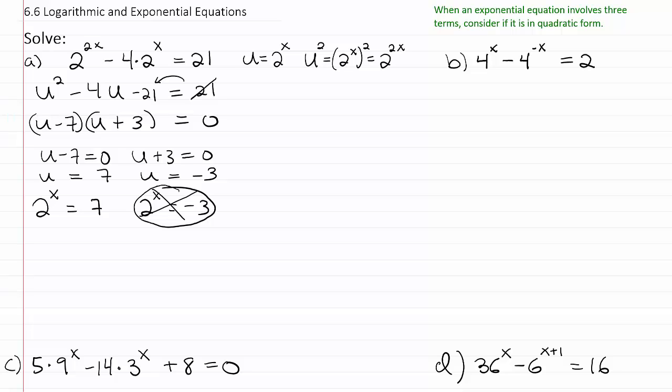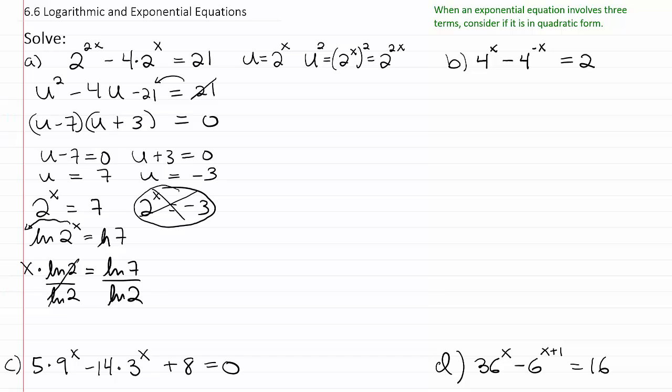If we take the ln of both sides, we'll end up getting that exponent down. So we'll have ln of 2 to the x equals ln of 7. The exponent can come down as the coefficient here. So we'll have x times ln of 2 is equal to ln of 7. And then we can divide both sides by ln of 2 to isolate the x. And sure enough, we can get our answer then, that x is equal to ln of 7 divided by ln of 2. Very good. Let's take a look at b then.